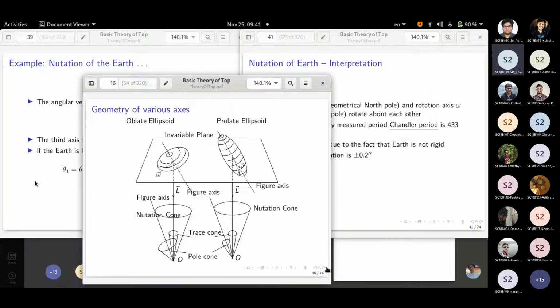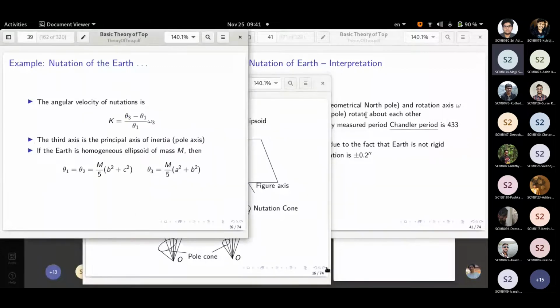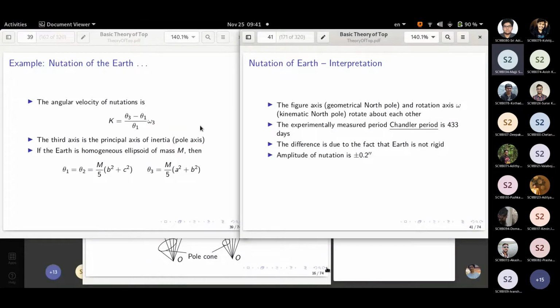Okay, so this is what we are discussing. Nutation is that faster thing, which is the 433 days observed thing, and then precession is the slower motion around that. Later on, we will see more videos.